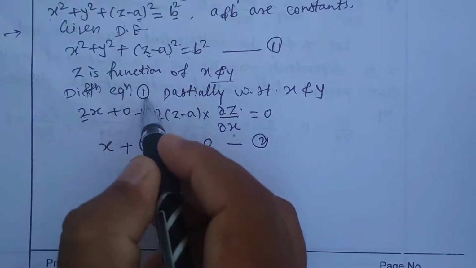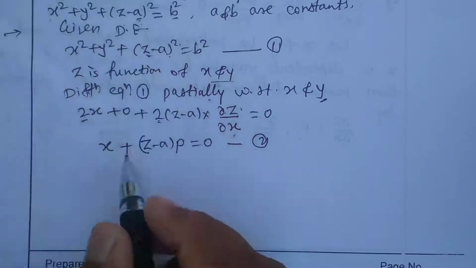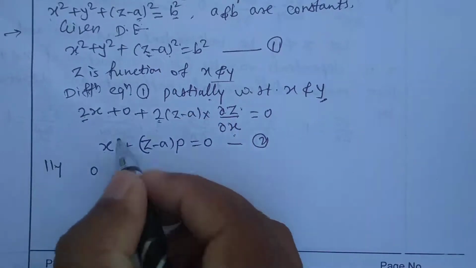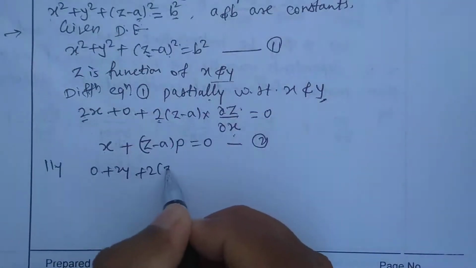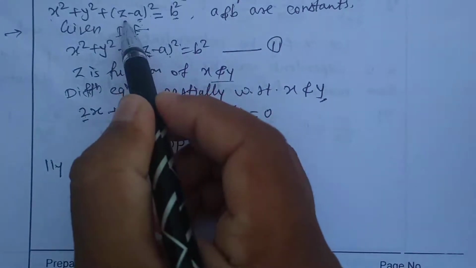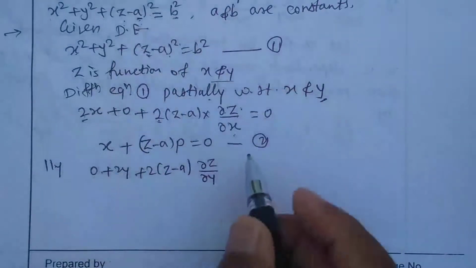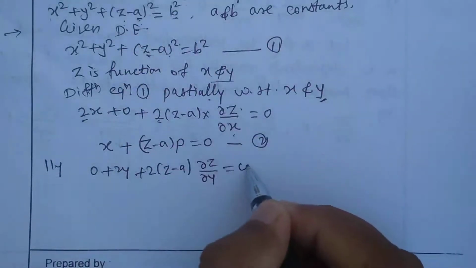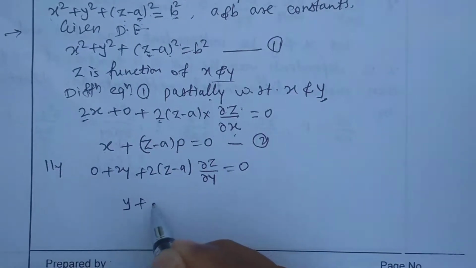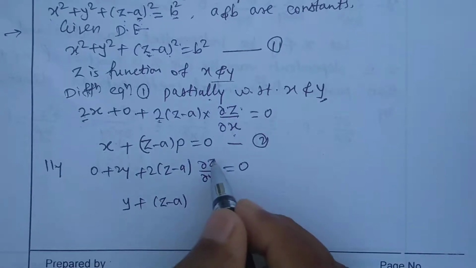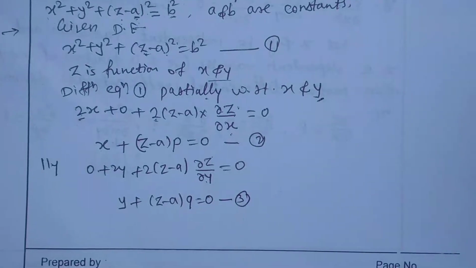Now similarly, differentiate equation 1 partially with respect to y. What will you get? With respect to y, the derivative of x square is 0. The derivative of y square is 2y. The derivative of (z minus a) square is 2 times (z minus a) into the derivative of z with respect to y, which is del z by del y. The derivative of a is 0, and the derivative of b square is 0. Again divide the whole equation by 2. So we will get y plus (z minus a) into del z by del y, which is q, is equal to 0. Call it equation number 3.